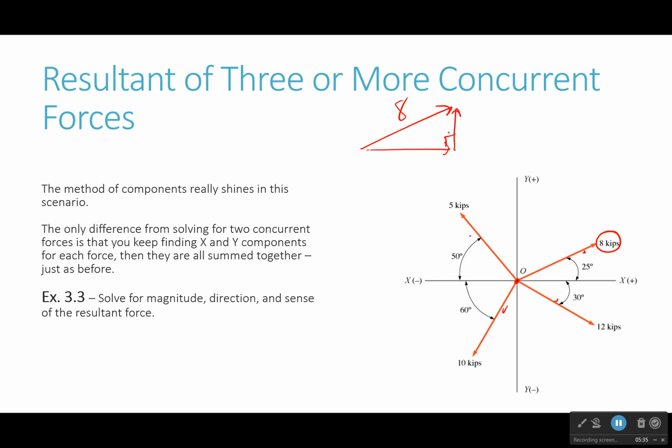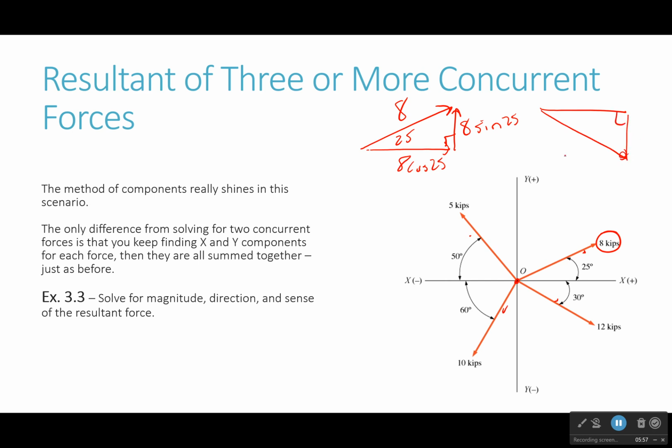Turn it into a triangle, that's 25 degrees. So that will be 8 sine of 25 because it's opposite over hypotenuse. And this will be 8 cosine of 25 because that's adjacent over hypotenuse. And I do it again right here for that one, being very careful to draw the correct directions.